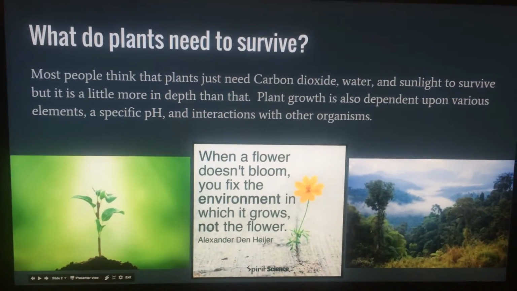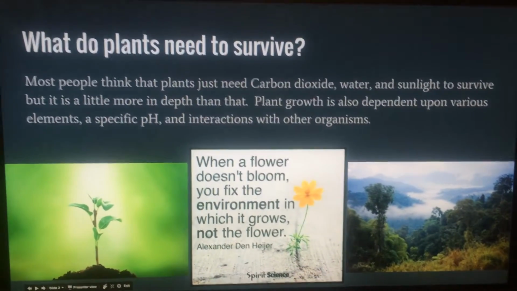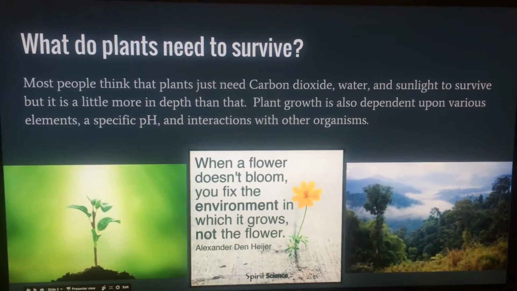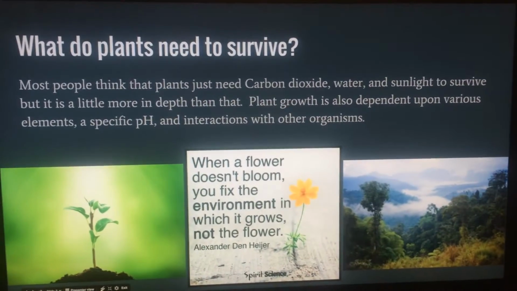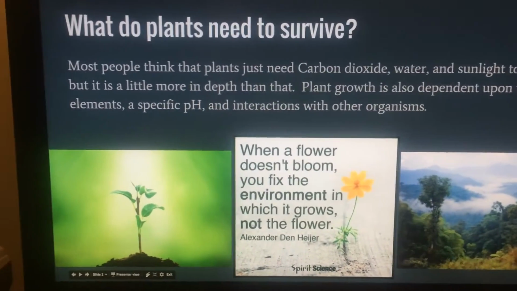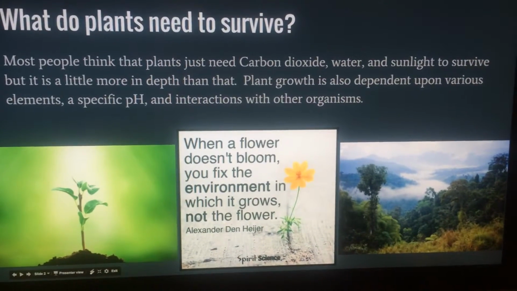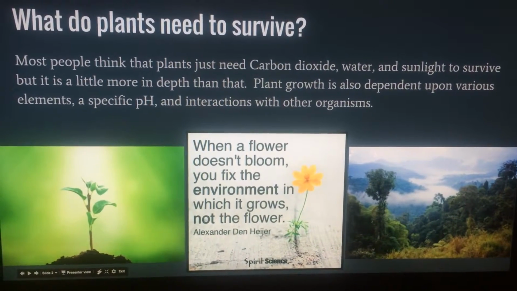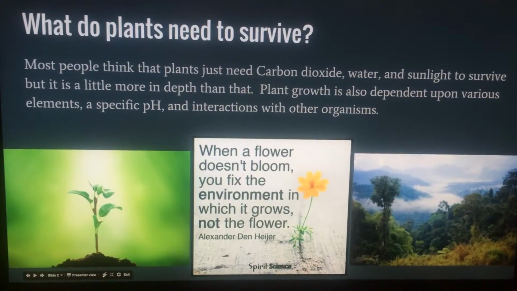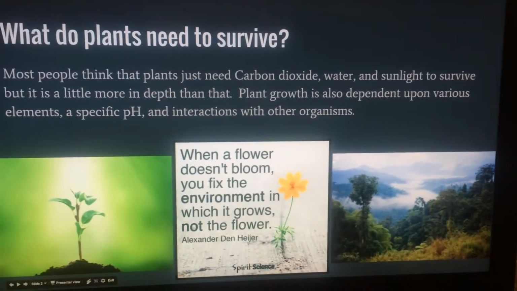Alright, so what do plants need to survive? Most of you are probably thinking, oh, they just need carbon dioxide, water, and some sunlight to survive. But there's a lot more that plants need. Well, not a lot more, but a lot more elements and dependence that they need in order to survive. Like in order to survive, they need specific pHs or interactions with other organisms, such as other plants, animals, or even us humans.